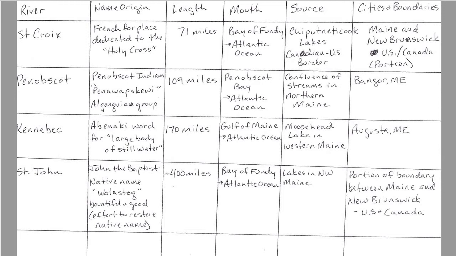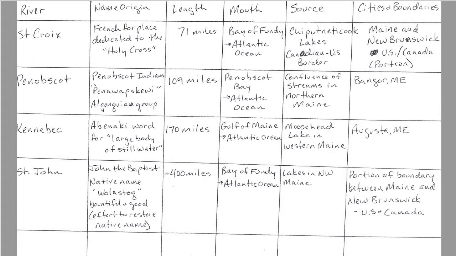And the other two are religious names that, of course, give us a clue to the French Catholic presence in the area. So St. Croix or Saint Croix is Holy Cross, and St. John is named after John the Baptist, an important figure in the Bible.